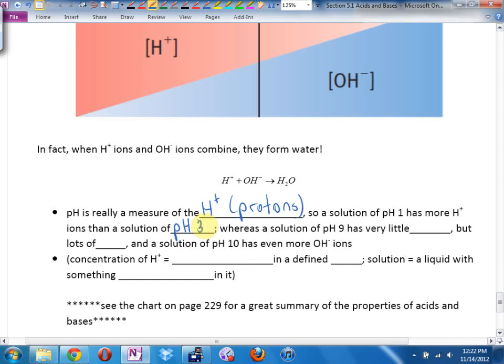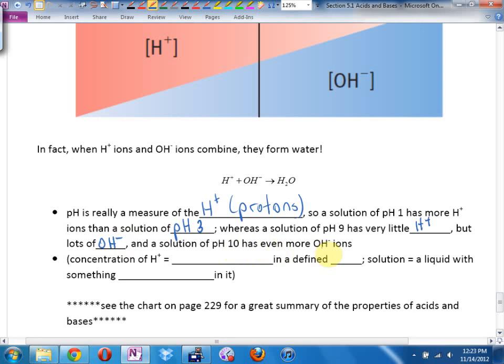If you have a solution that has pH 9, that has very little hydrogen ions kicking around, very little extra protons kicking around, but it has lots and lots of OH negative ions kicking around, extras. What's the charge on those OHs? Negative. They also want to react and bond with stuff, which is also why as soon as you get to a pH of 13 or 14, that will also burn your skin, because they're negative. They're going to be trying to get protons off of you, doing damage. So a solution of pH 10 would have even more OH negative ions.